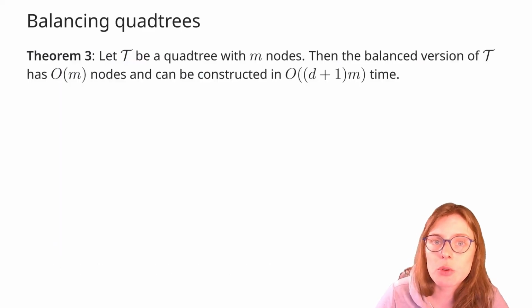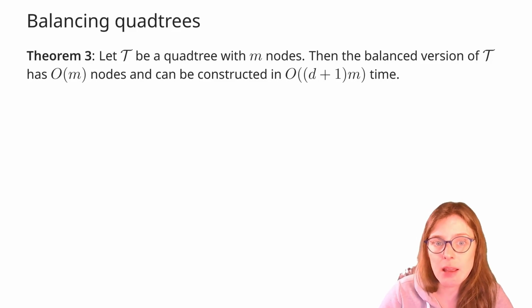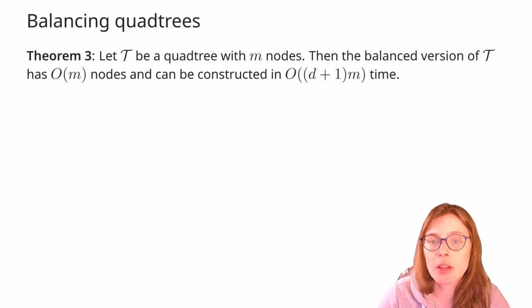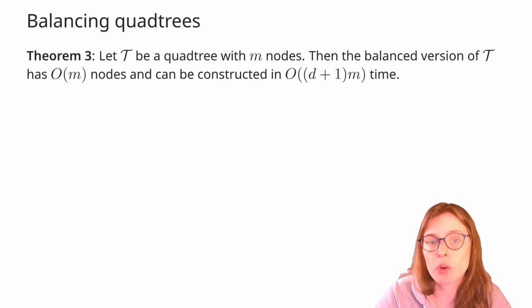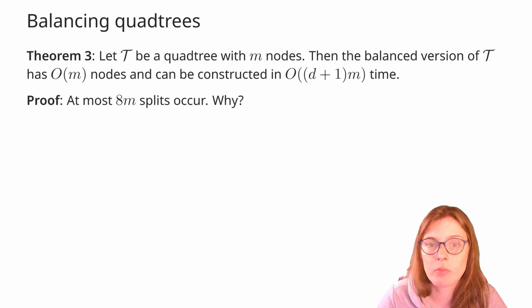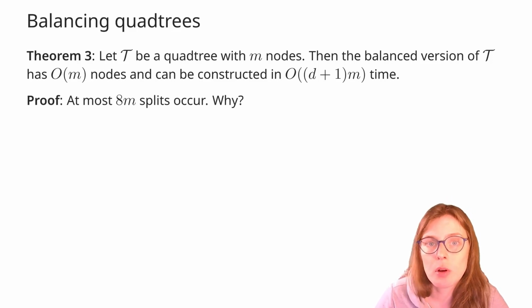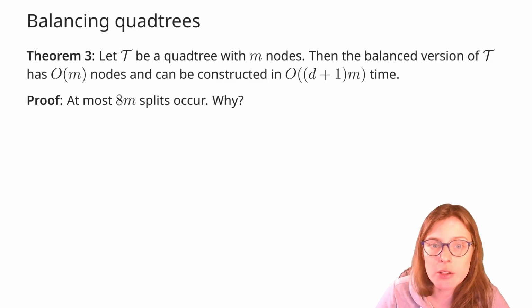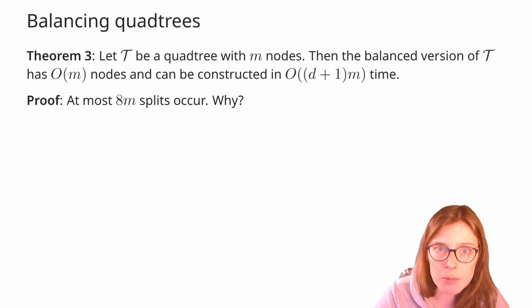Well, in fact, we'll show that given a quadtree with m nodes, we can balance it and obtain a balanced quadtree that will have an order of m nodes, and it can be constructed in order d+1 times m time, where d is the depth of the original tree. To prove this, we are going to make the following observation. While balancing the quadtree T, we will split its squares at most 8m times.